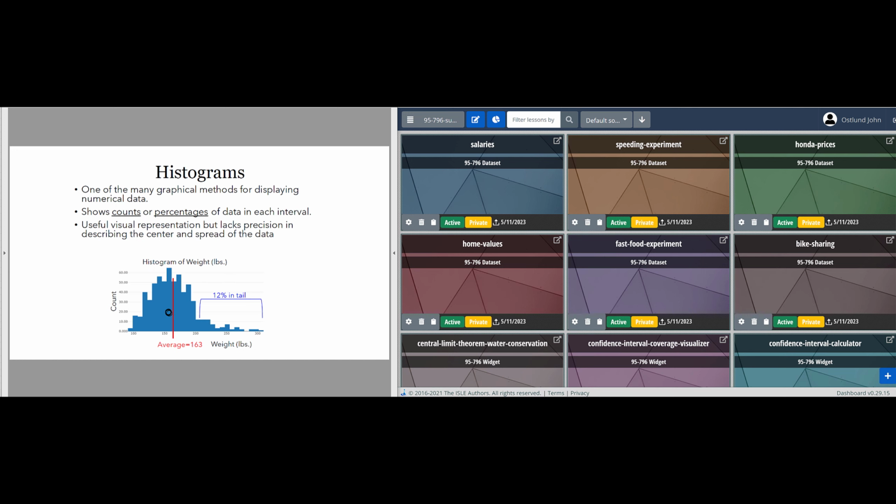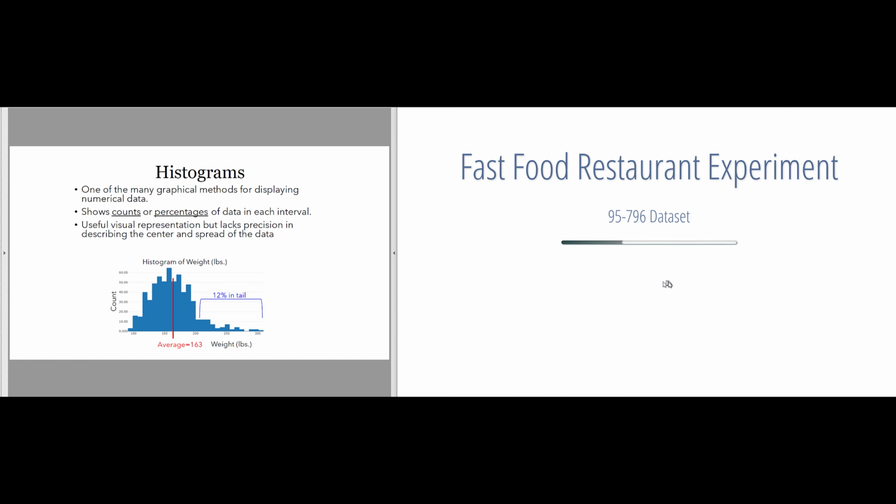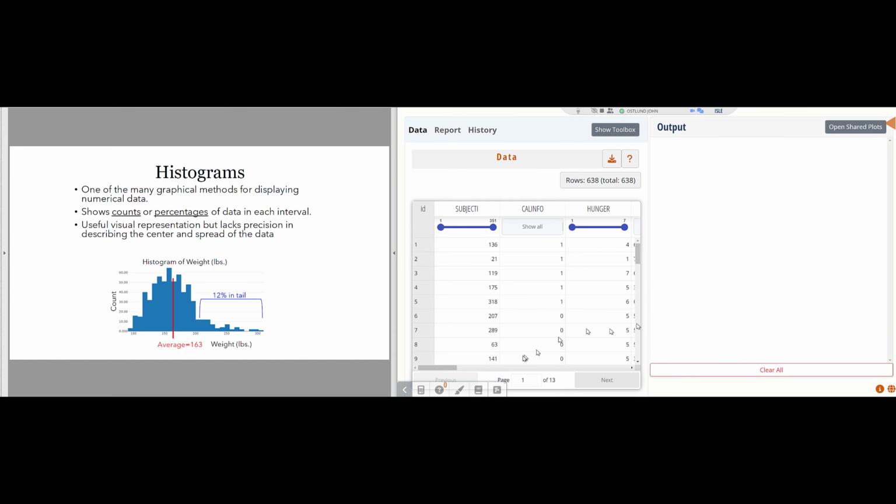Now, if you plot a histogram of the weights of the patrons involved in the study, here's what you get. Well, actually, this is a little bit more than what you actually get. So let me pull up this fast food experiment in aisle, and we'll do the same thing I showed at the end of my previous lecture video.